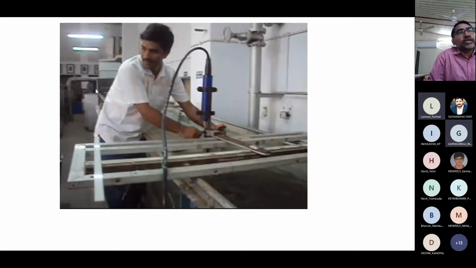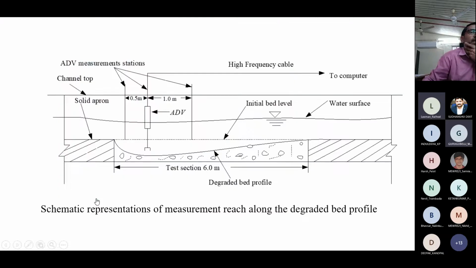So now you can see this was the ADV which we have already seen. It was mounted on one stand so that we can move it. Now it can be lowered down or lifted up, and this degraded profile is there. Water is flowing with a certain depth, and this person is setting it and operating the ADV. This cord is connected to a computer where we can get the reading. So this was just a pictorial representation. We have also seen this test section, the degraded bed profile.